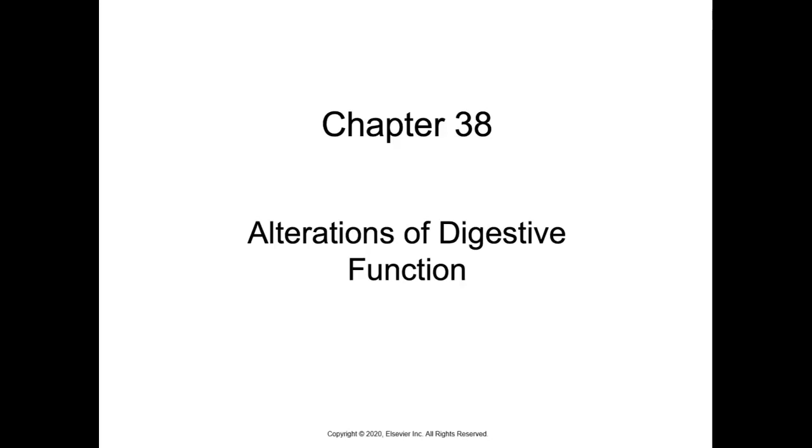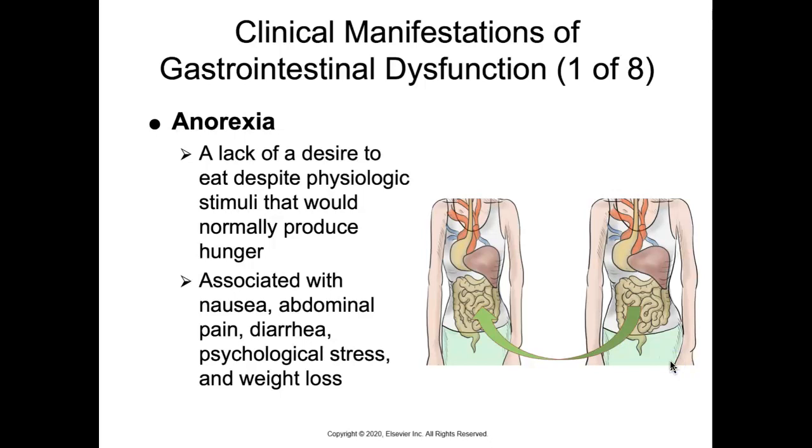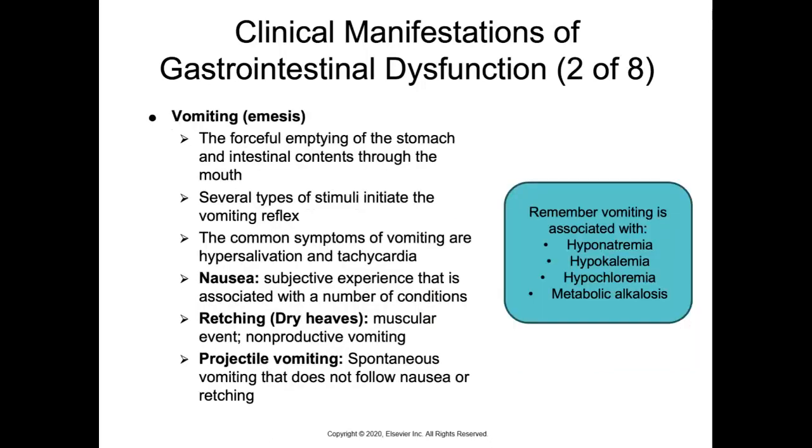Hello and welcome to your first video in our Chapter 38 video lecture series, where we're talking about alterations of digestive function. We'll start off with anorexia, which is a lack of desire to eat despite physiologic stimuli that would normally make you hungry, and it's associated with nausea, abdominal pain, diarrhea, psychological stress, and weight loss.